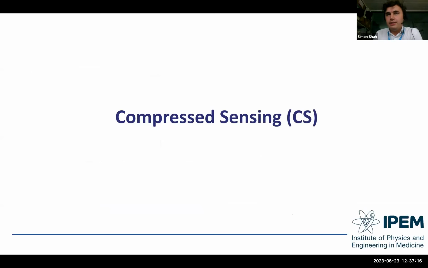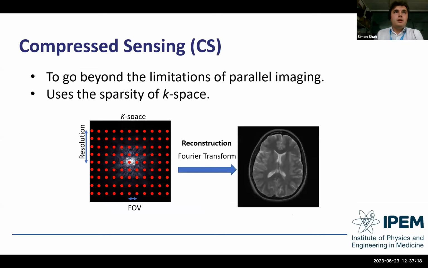So when it comes to compressed sensing, if we think about the way in which we image conventionally, we acquire points in K-space and do a Fourier transform and we get our image in a very broad brush. A lot of the structure of the image is found within the center of K-space, and the finer details are found out here.